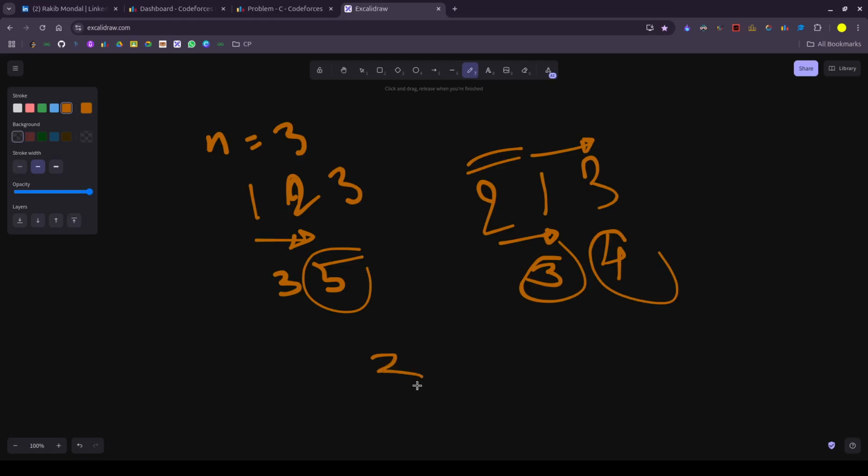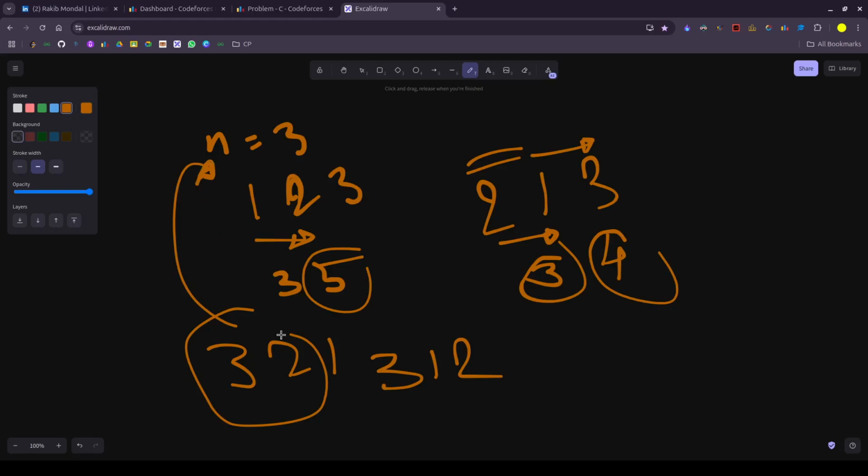If we construct 3 1 2, this is the same, or 3 2 1, this is the reverse of this particular first example. So it is not possible to create such a permutation for n equal to 3.